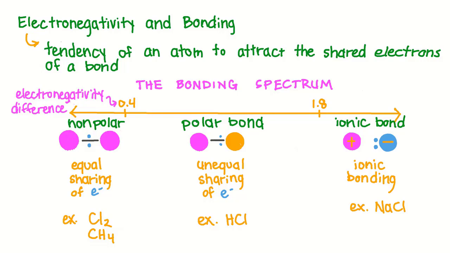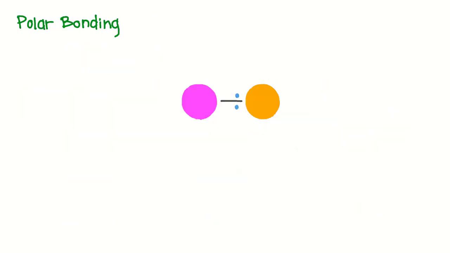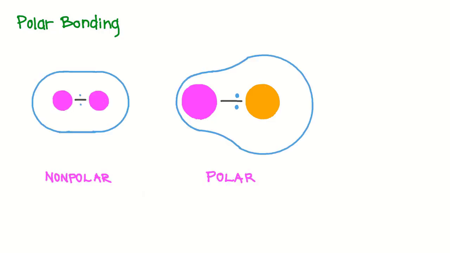So what effect does this unequal sharing of electrons caused by a difference in electronegativity have on the bond and the molecule? Well, the electrons in a polar bond are closer to one side of the molecule than the other. To see the effect that this has, let's compare the electron clouds of a polar and a nonpolar molecule. Looking at the nonpolar molecule, we can see that the electron cloud is pretty much uniform around the molecule. There's no areas where there's more or less density of negative charge.